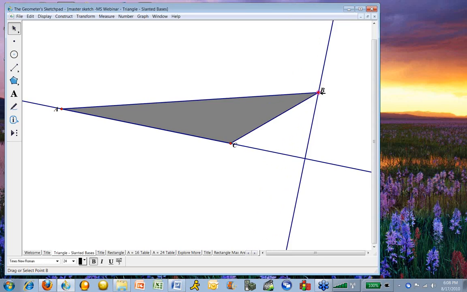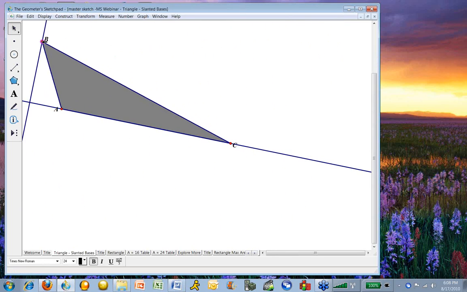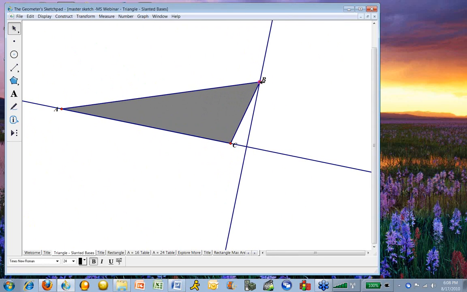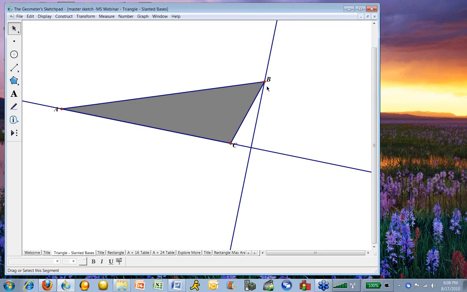And now they can follow along and see that the altitude still remains perpendicular to the line that contains that base. So it's still perpendicular to that base. It's simply perpendicular outside of it. I can also define or clarify this altitude so that they see it.